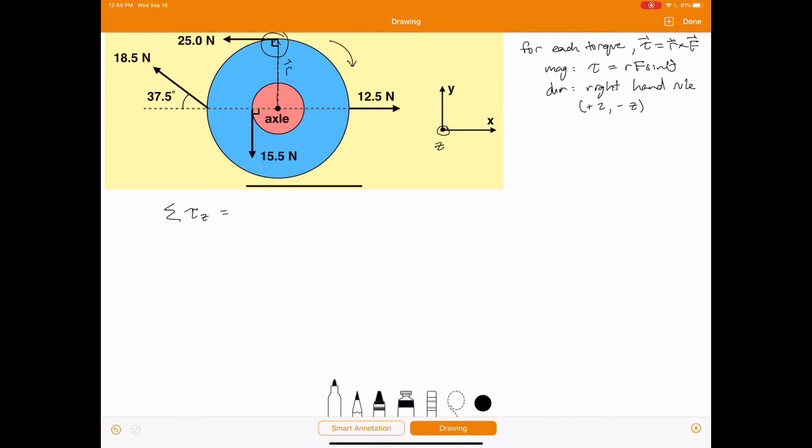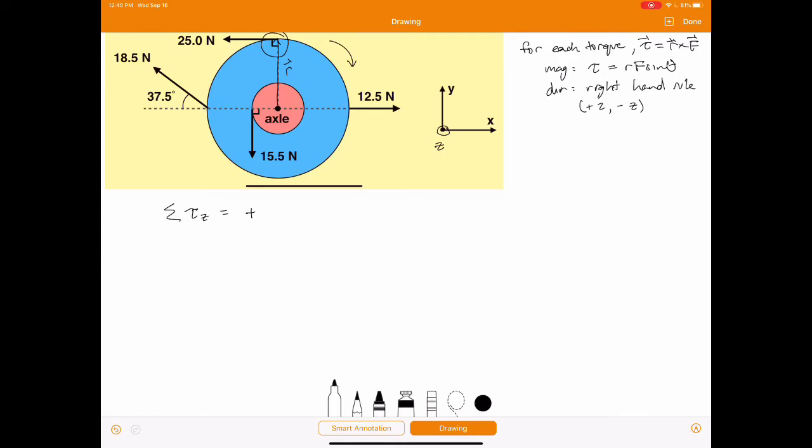So if you do the right-hand rule, again, you point the fingers of your right hand in the direction of R, so point them straight up. Then you curl them in the direction of the force, which is to the left. Your thumb should now be pointing out of the page, which is the positive z direction. So for that first torque, we have a positive sign.